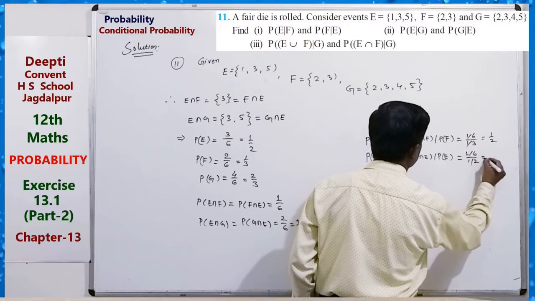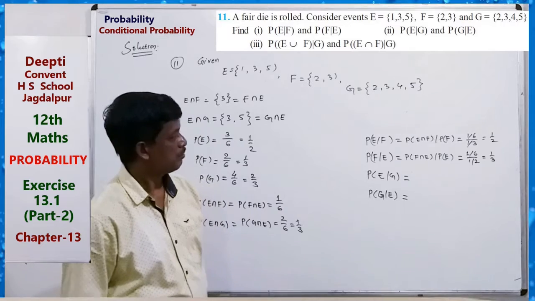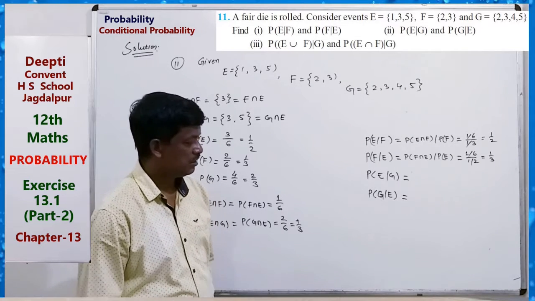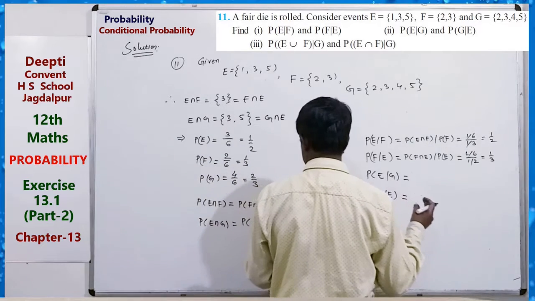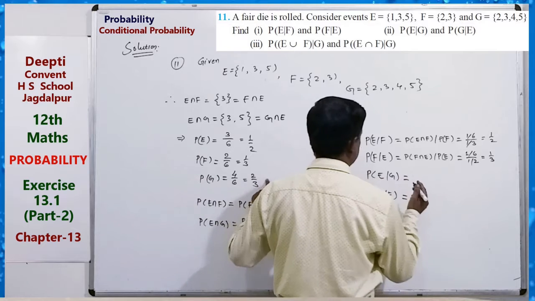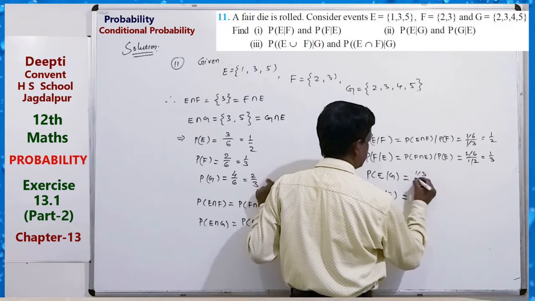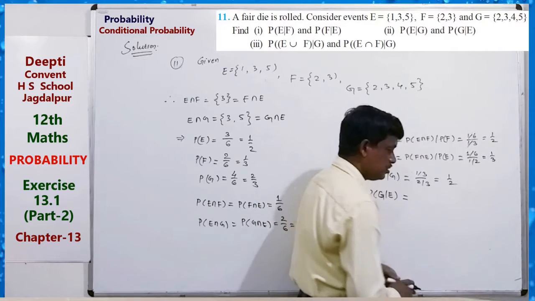One by 2 equals 1 by 3. Second is 1 by 3. P(A) by E, P(E) by Z. P(E) by Z we can also write as E by Z. So this is 1 by 3 upon 2 by 3. 1 by 3 upon 2 by 3 equals what? 1 by 2. So 1 by 2.